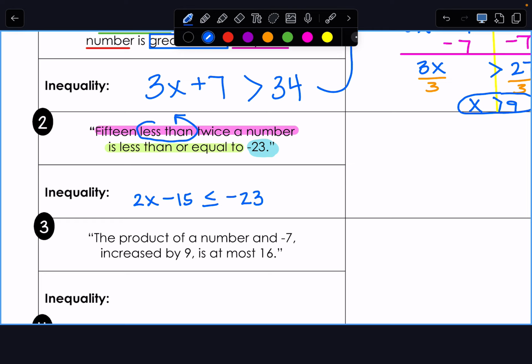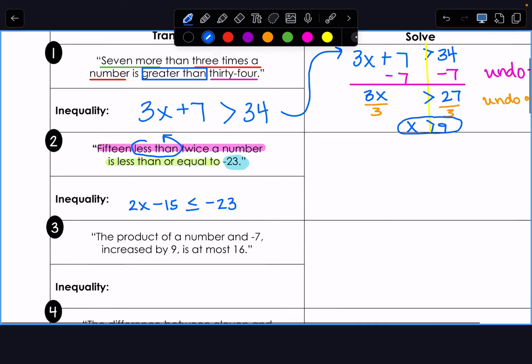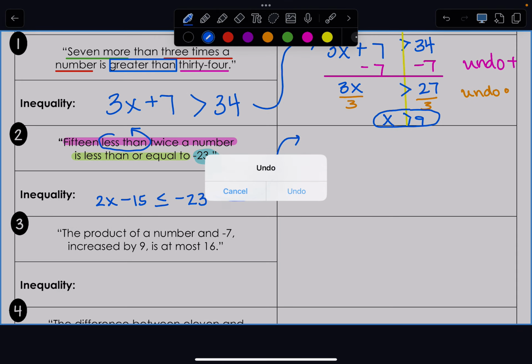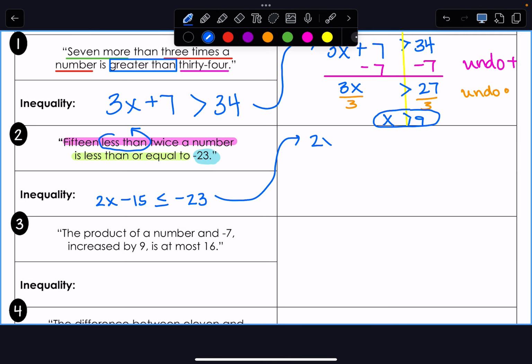Are we okay with why we wrote it that way? Yes. So let's write down 2x minus 15 is less than or equal to negative 23. And what I'd like you to do is go ahead and solve that.